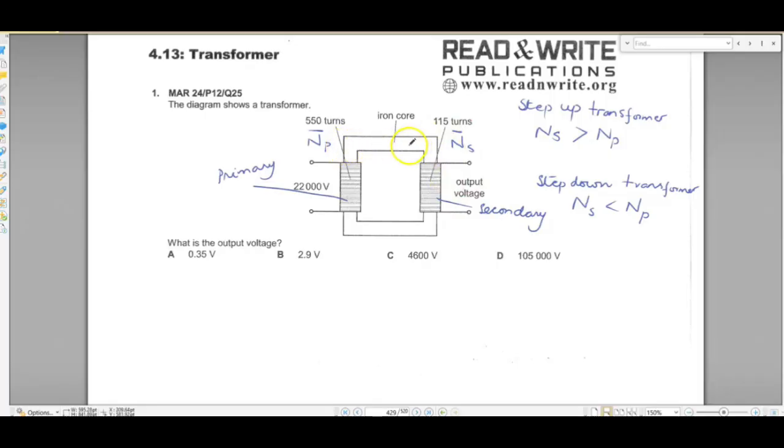Okay, if you know this, you must know the formulas that are going to be used in solving questions related to transformers. One is the ratio of the voltage on the primary side to the voltage on the secondary side, and this corresponds with the ratio of the number of turns on the primary side to the number of turns on the secondary side. And all of this is equal to the current on the secondary side over the current on the primary side.